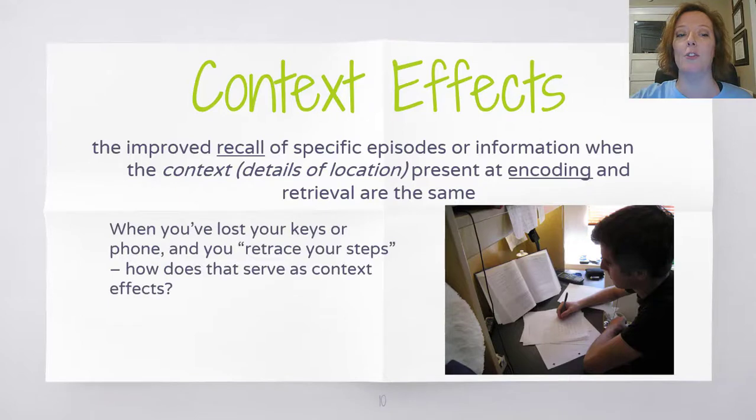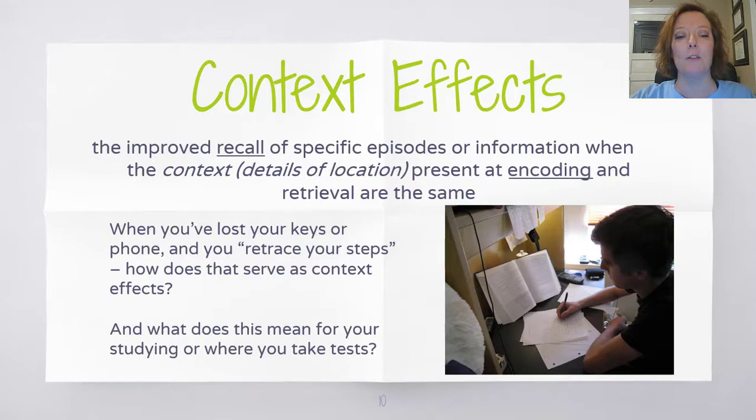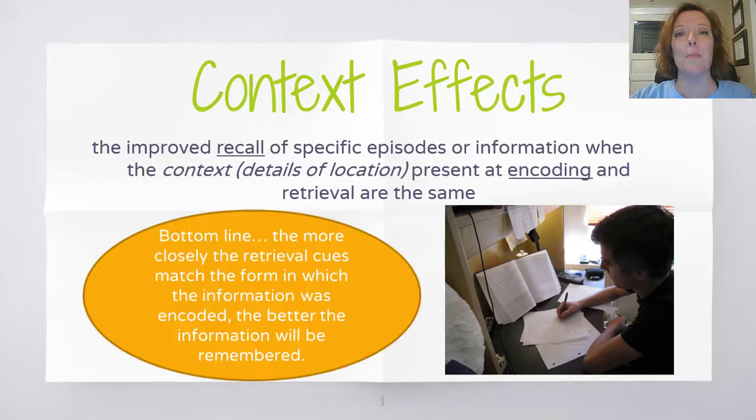So when you've lost your keys or phone and you retrace your steps, how does that serve as a context effect? And what does the notion of context effects mean for your studying or where you take tests? The bottom line is the more closely the retrieval cues match the form in which the information was encoded, the better the information will be remembered. So if you know you're going to take a really important test in a very cold classroom at a desk, you are going to want to try and study in a cold room at a desk. You're going to be giving yourself more of an edge because you have made the context effects line up.